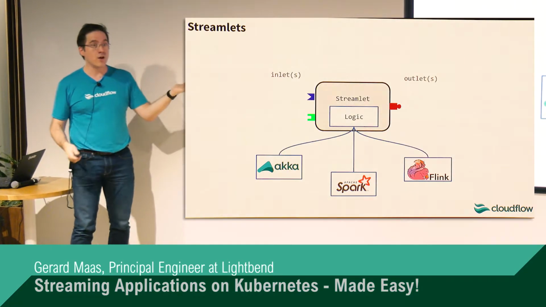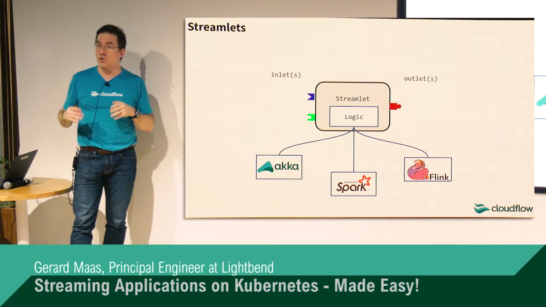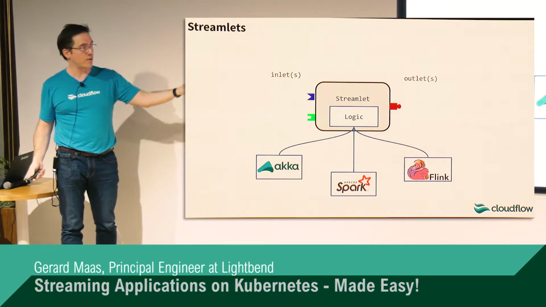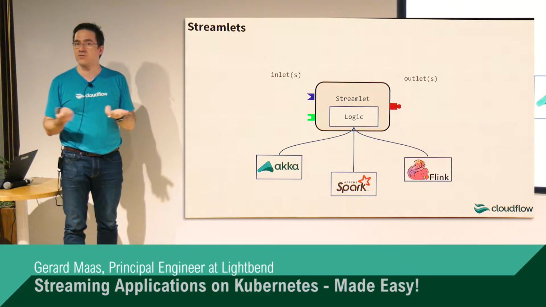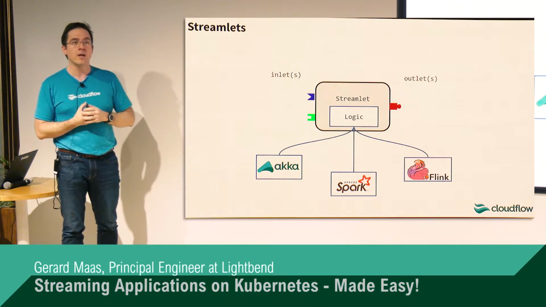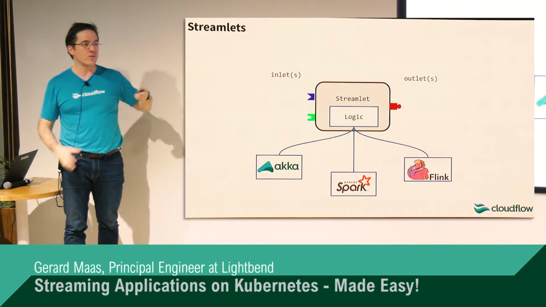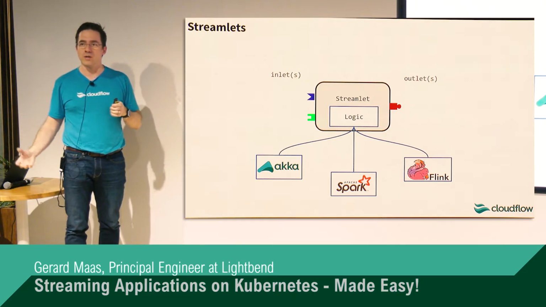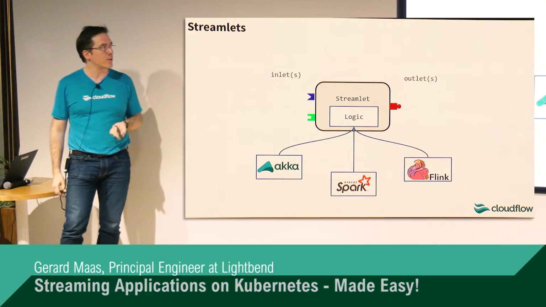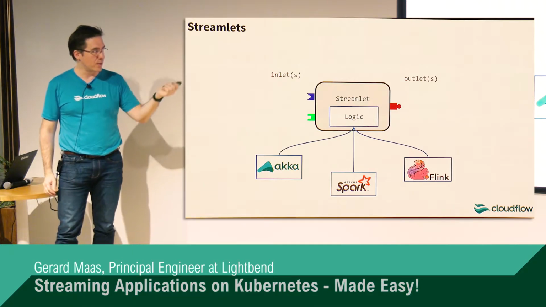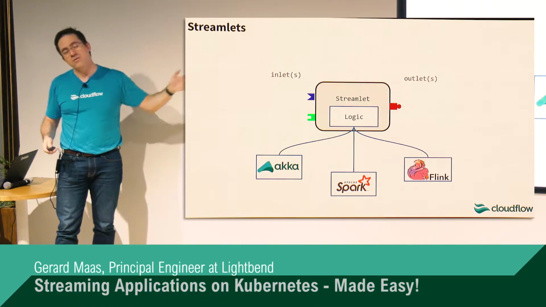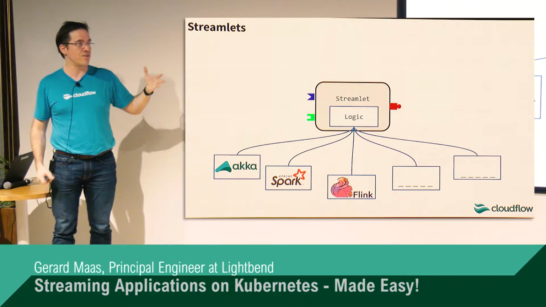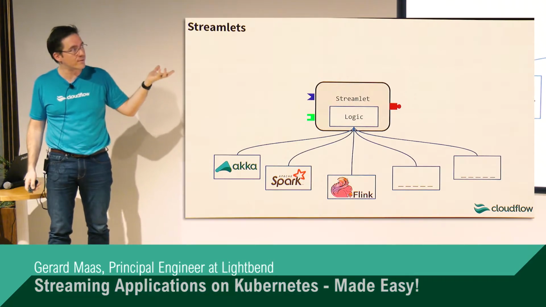Okay, and the logic is written using the API that you already know. So if you are adopting Spark Structured Streaming or Apache Flink or Akka Streams, we are not reinventing the wheel. We are not providing a new API you need to learn. The business logic in streamlets is written in the API of your choice, the ones we support, but it's an inherently extensible system.